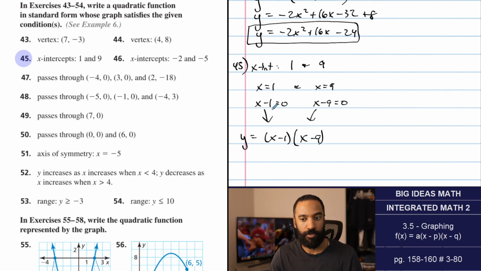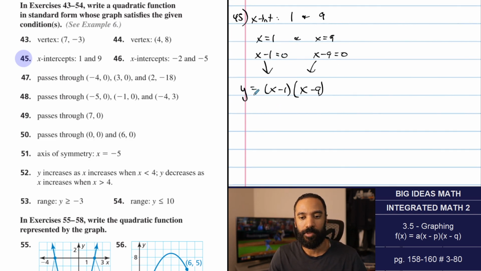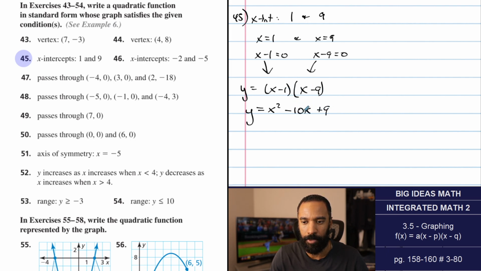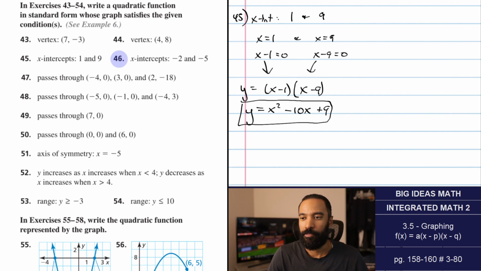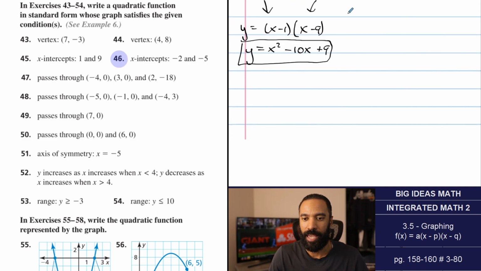These are the zeros for this thing. When we set y equal to 0, we can solve. It's the backwards version of what we would do in zero product property. So now we set it as y equals, right? But they want standard form. So let's FOIL this thing out. This would be x squared minus 9x minus 1x is minus 10x and plus 9. That is an answer. Of course, if they had an a in front, we could use that. You'll see me use an a on the next problem just because. All right, number 46. Let's use that a.